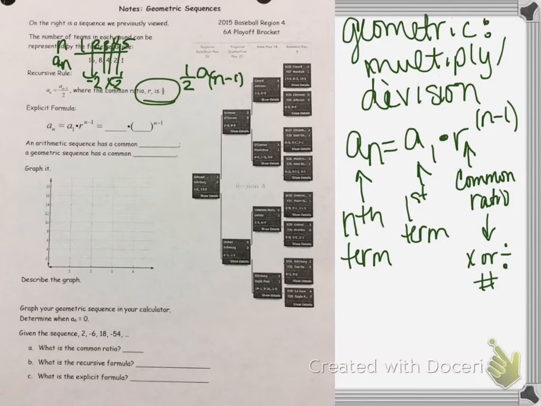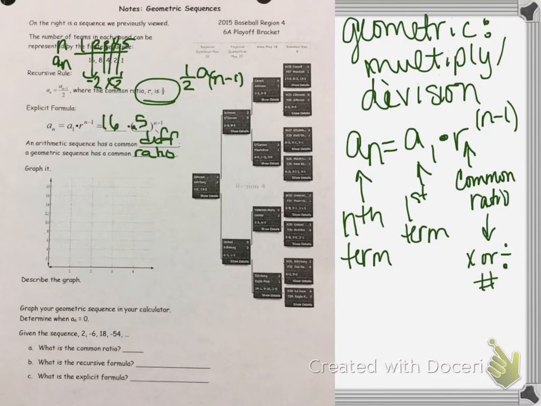Our explicit formula says that we have, again, a sub 1, which is 16, and then we can write 0.5, we can write 1/2 to the n minus 1 power. So the arithmetic sequence has a common difference, that was our d, and a geometric sequence has a common ratio.